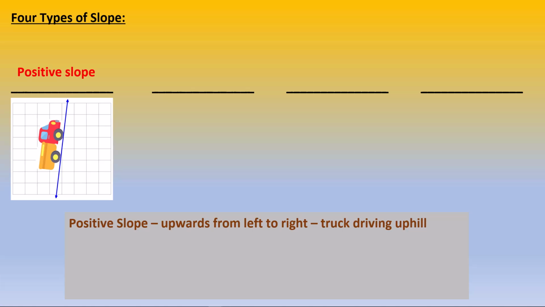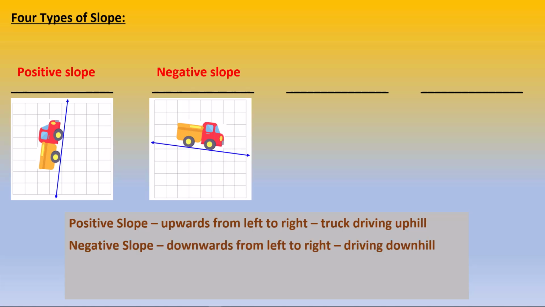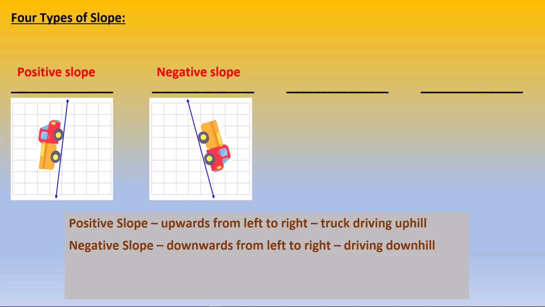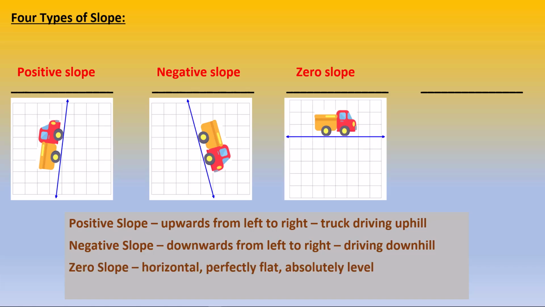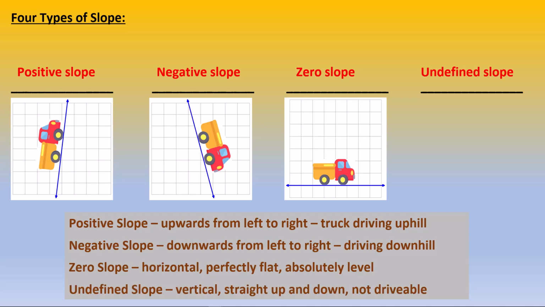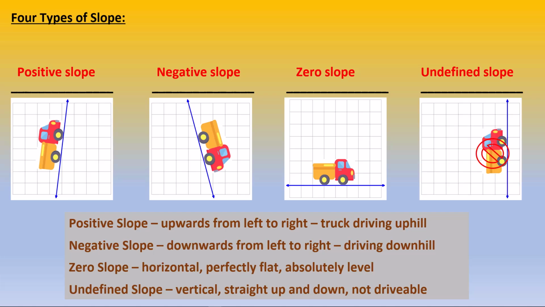It can also be negative, where the line goes downwards from left to right, again like a truck going downhill on a fairly shallow slope, or a bit steeper, or really steep, almost straight up and down, but not quite. It can be perfectly flat, horizontal, which is considered zero slope, neither uphill nor downhill, just absolutely level. Finally, it can be straight up and down, vertical, not at all possible for a truck to drive on. This is called undefined slope.